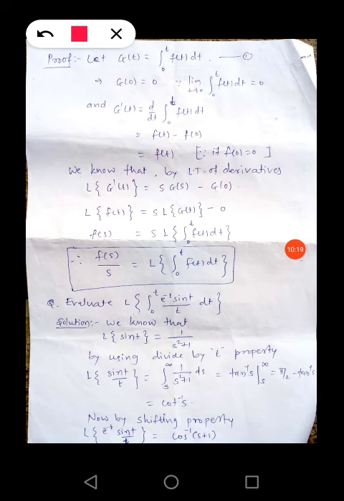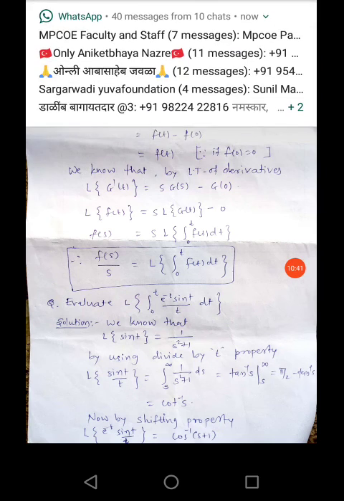Now the second property we will use is the shifting property. So by the shifting property, this is nothing but F of s. Laplace of e raised to minus t sin t divided by t is nothing but cot inverse of s plus 1. Here it was s and now it is s plus 1, because of e raised to minus t, so that we can write s plus 1 here.